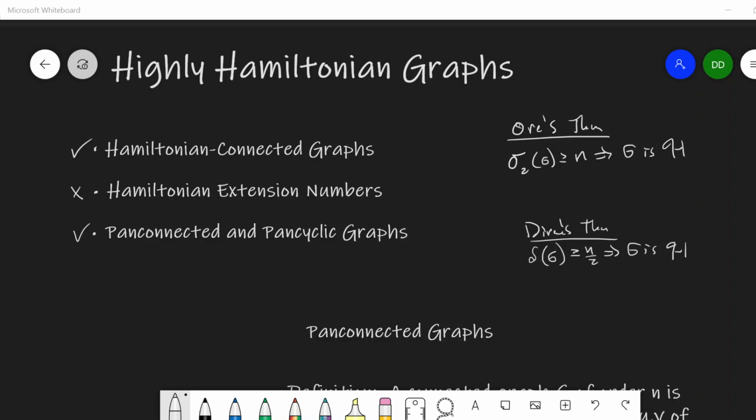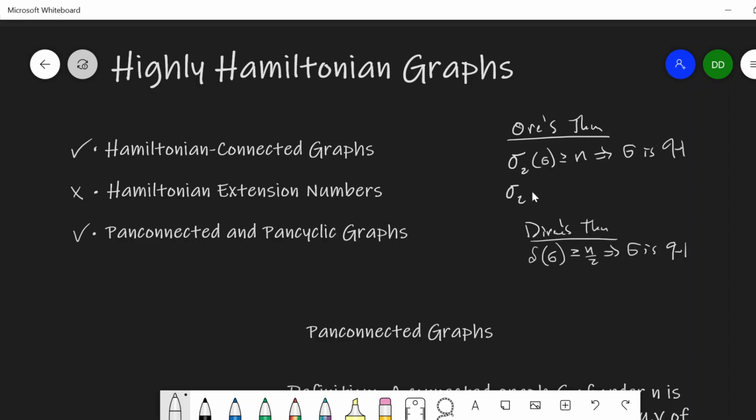In this video, we continue our investigation of these highly Hamiltonian graphs. We've already talked about Hamiltonian connected graphs, and remember we had an Ore type result for this. That was if sigma 2 of G was at least n plus 1, we could guarantee that it was Hamiltonian connected, or if the minimum degree was at least (n plus 1) over 2.